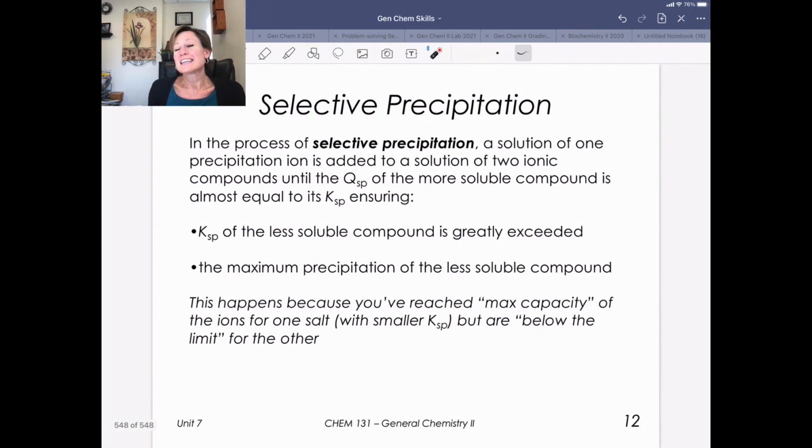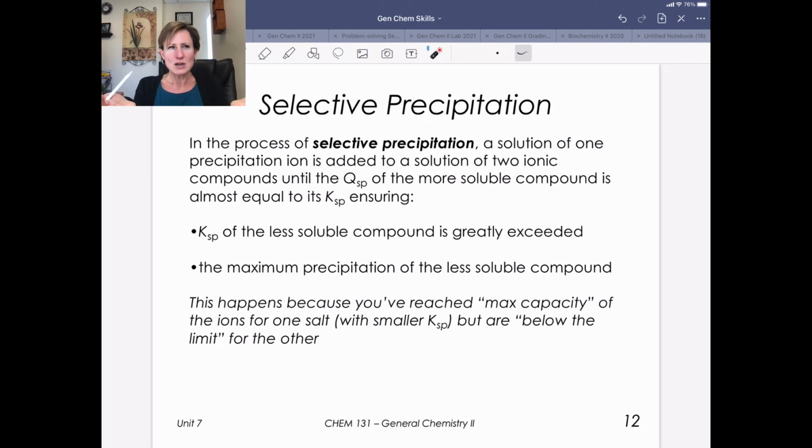All right, we can see this applied in what we call selective precipitation. So in this process of selective precipitation, and we'll have a couple of problems we can work through that practice this, what happens is, let's say we've got two ions in solution, two metal cations. Okay? And we're going to be adding a common anion that, let's say, precipitates both of those salts.